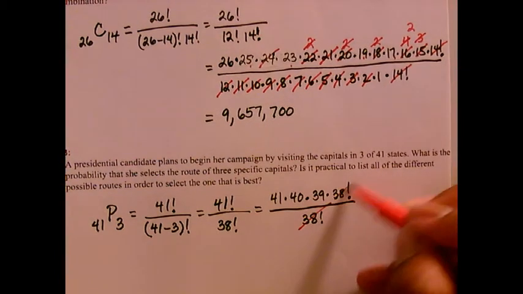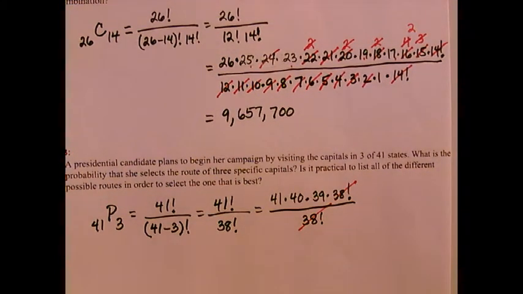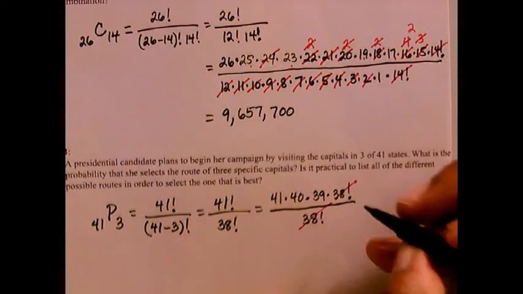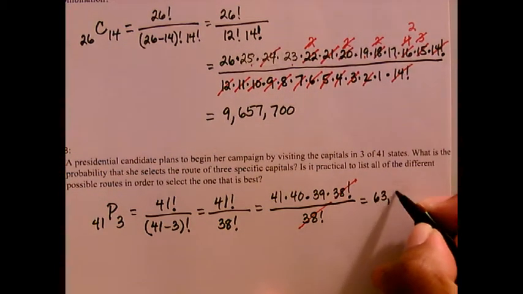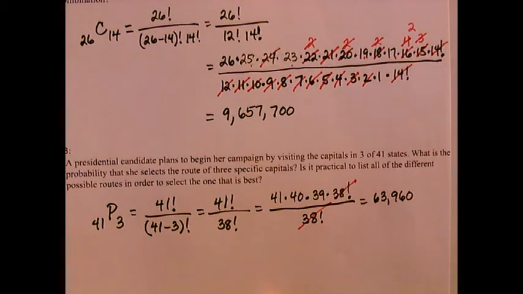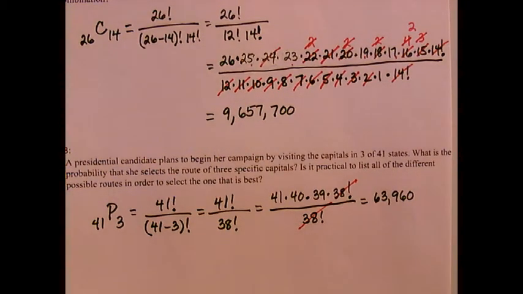So if I divide out your 38 factorials, I just have 41 times 40 times 39, which will be 63,960. So in this case here, there are 63,960 ways that this presidential candidate can select a route of 3 specific capitals.